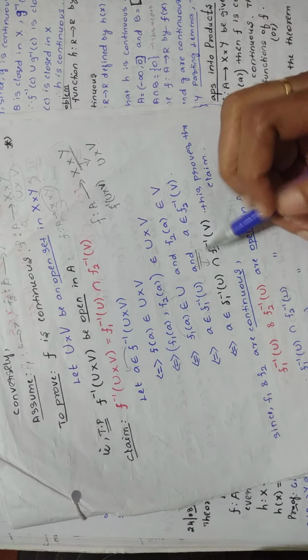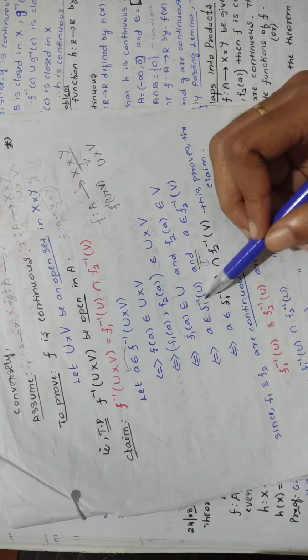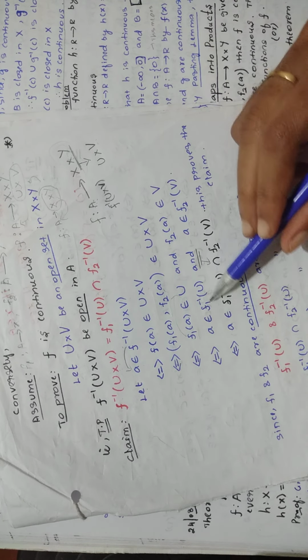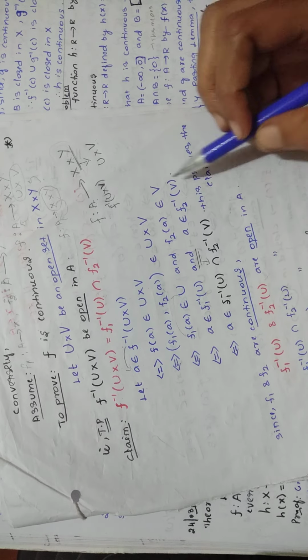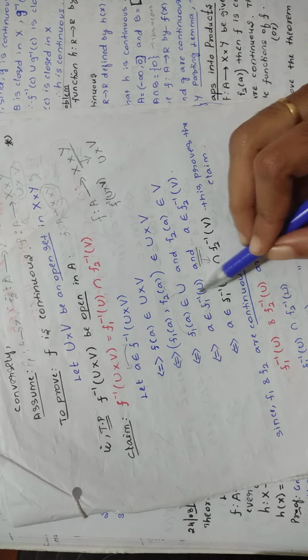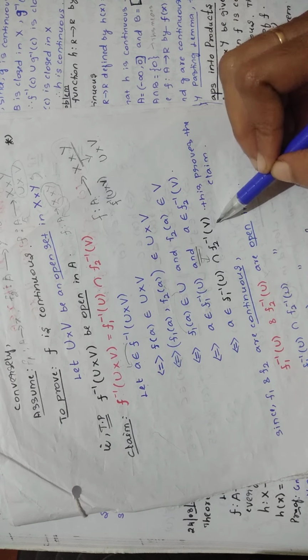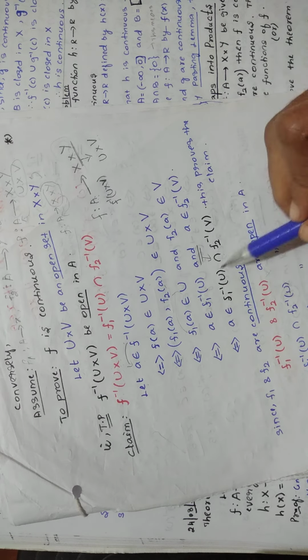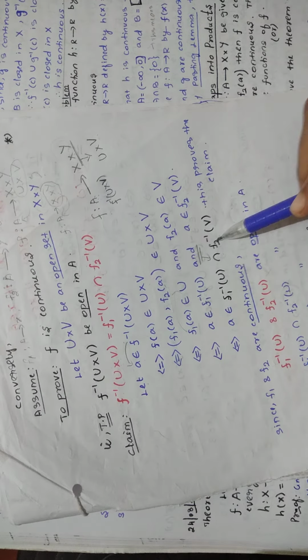Now A belongs to here and A belongs to here. A is in both, so you put the intersection. That is why A belongs to f1 inverse of u intersection f2 inverse of v. This proves the claim. So you proved this equal to this.